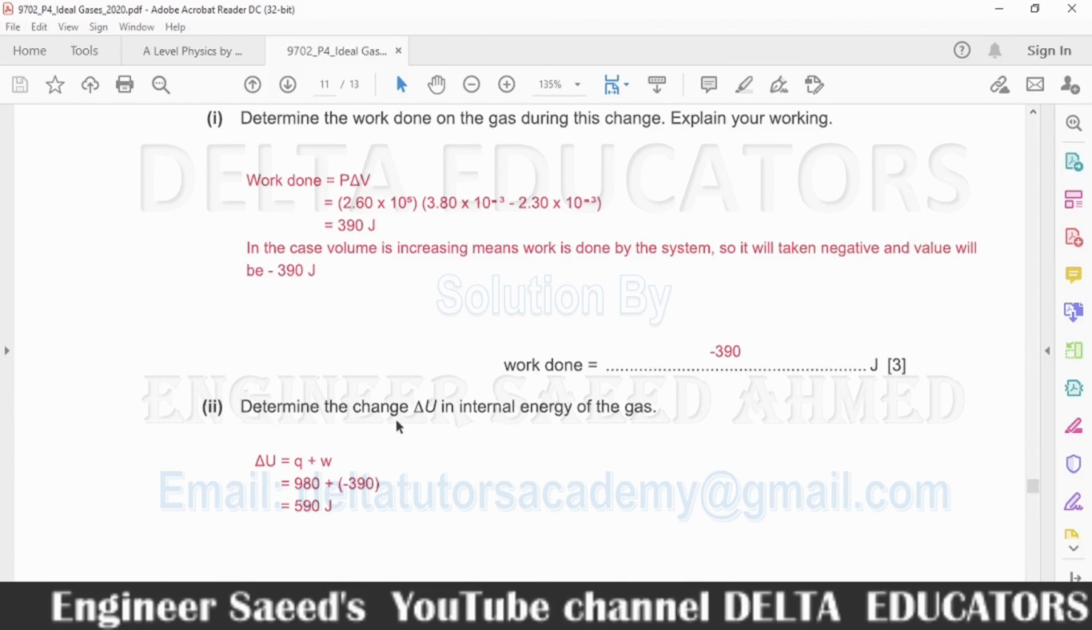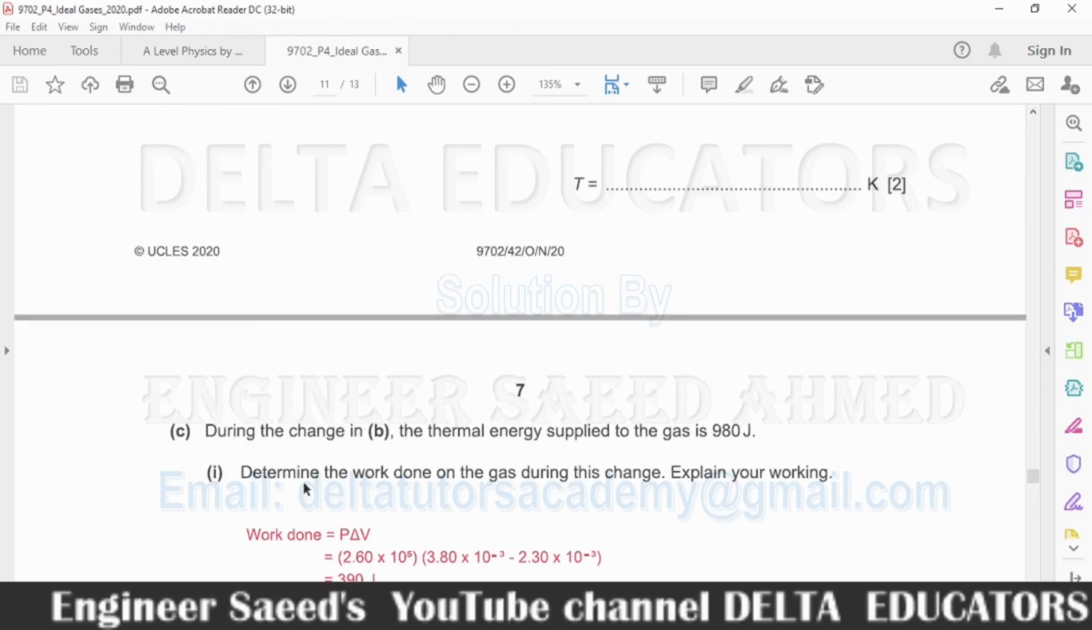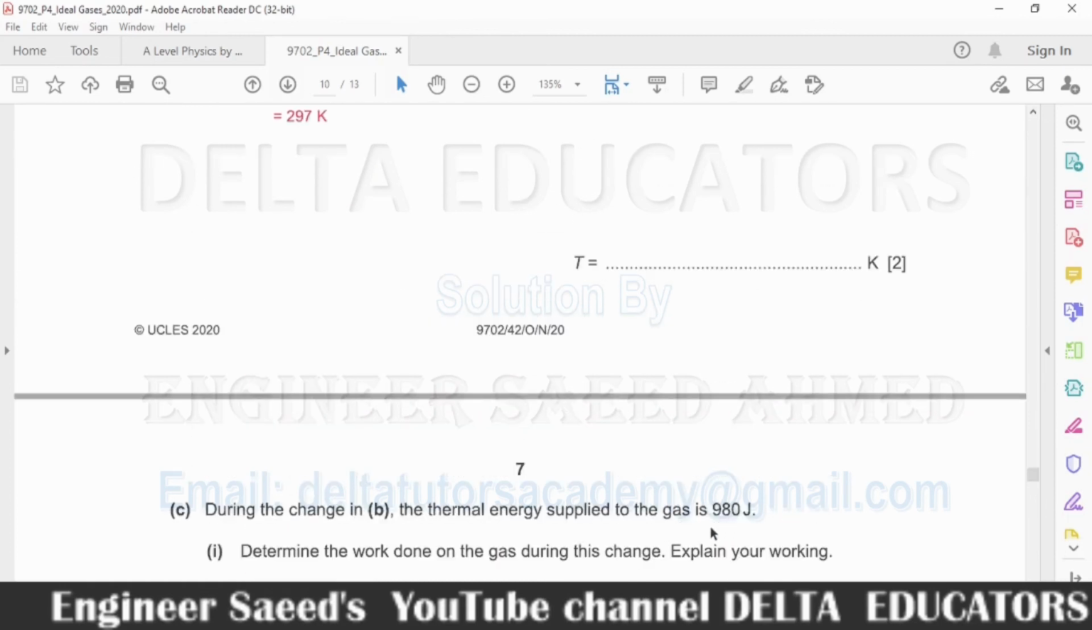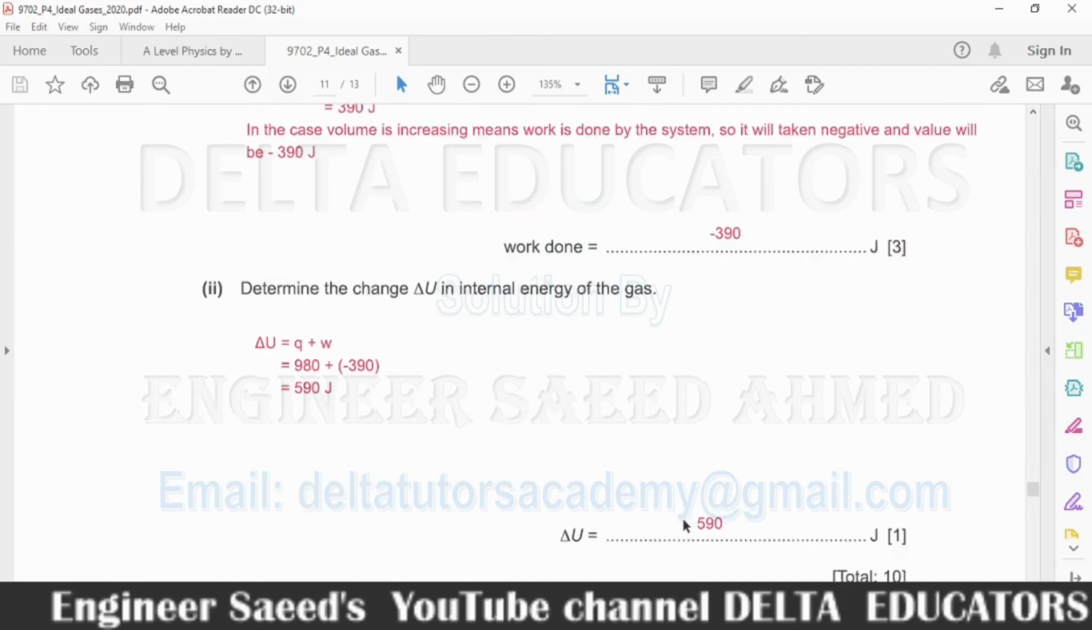Part 2. Determine the change ΔU in internal energy of the gas. Change in internal energy is given as the sum of the amount of heat plus work done. Here it is given that we have supplied 980 joules of heat, so the value of Q will be 980. Work done we have calculated, it is minus 390 joule. So by solving this we will get the answer 590 joules. So ΔU, the change in internal energy, is 590 joules.